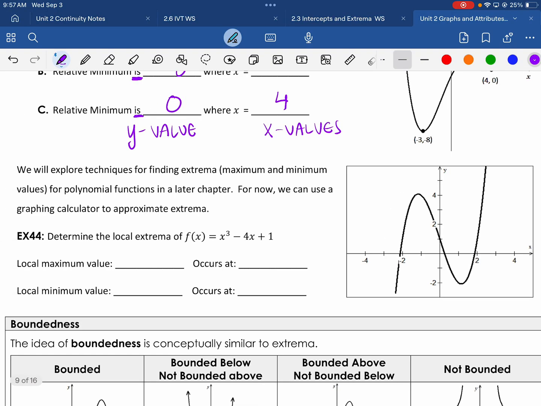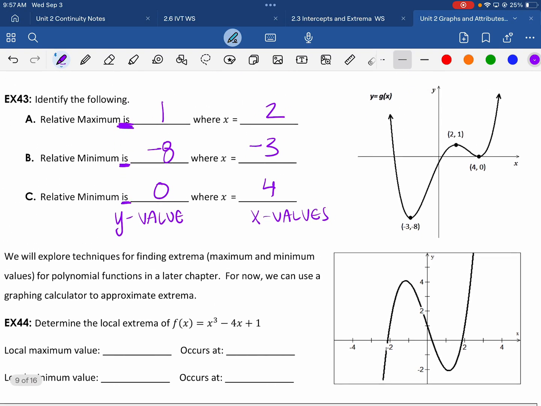If there's arrows at the end of the line, then the absolute minimum and or maximum would just be infinity, right? Yes.